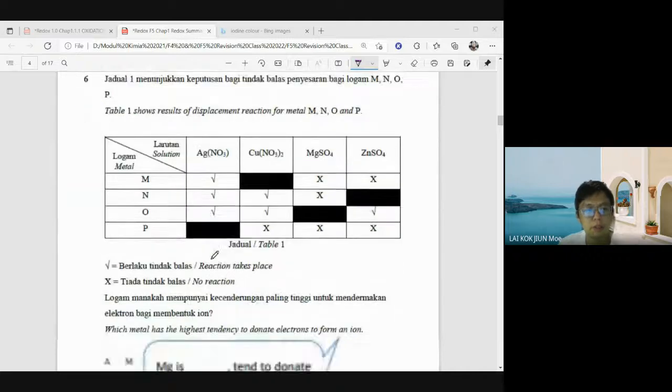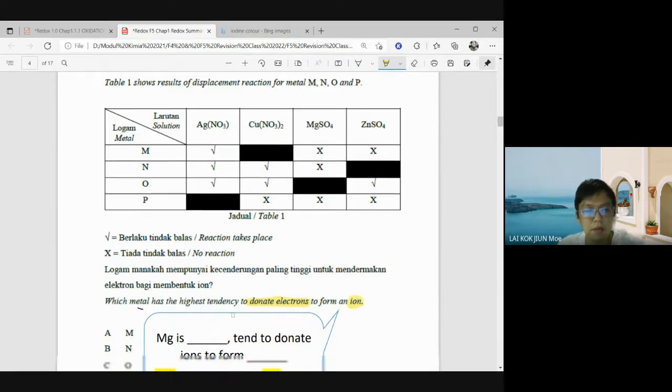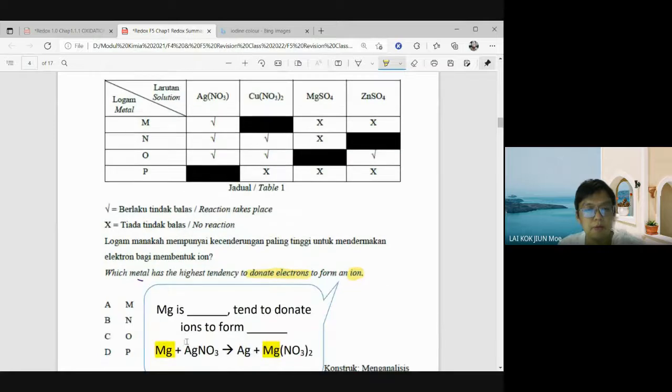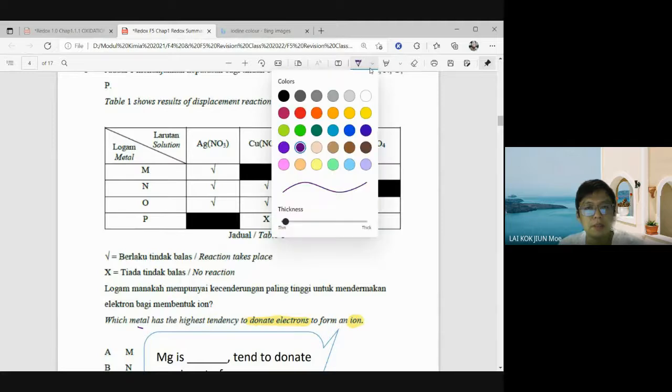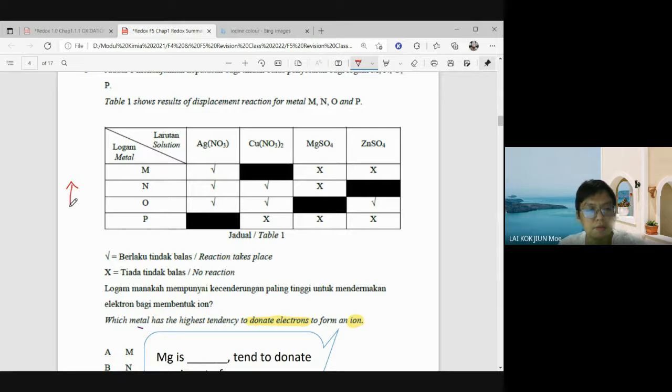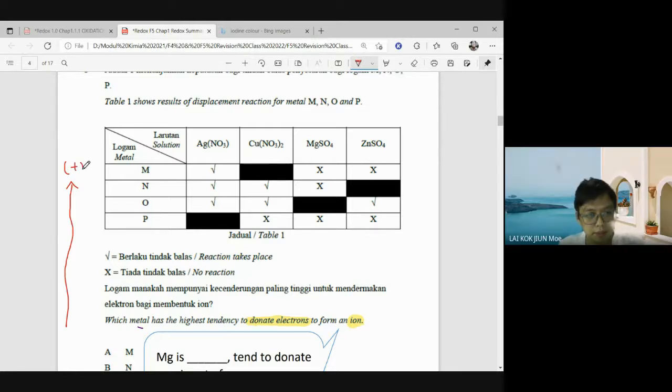So, Shavita, for this question, they're asking which metal has a higher tendency to donate electrons, right? You see, I highlight the keyword: donate electron to form ion. So you have to know which one is powerful. This one, we will come back to the position. Still remember just now, for the metals, negative or positive? Metals are positive, yeah.